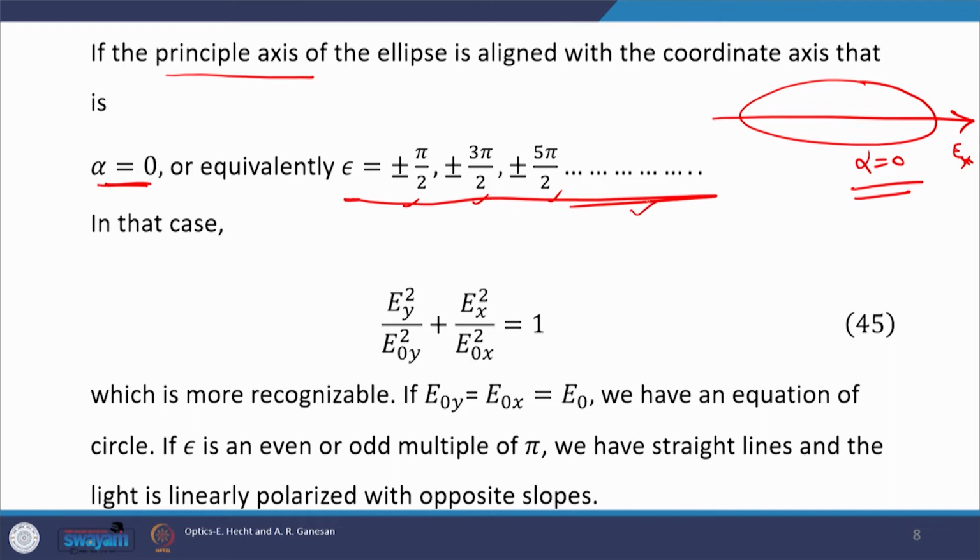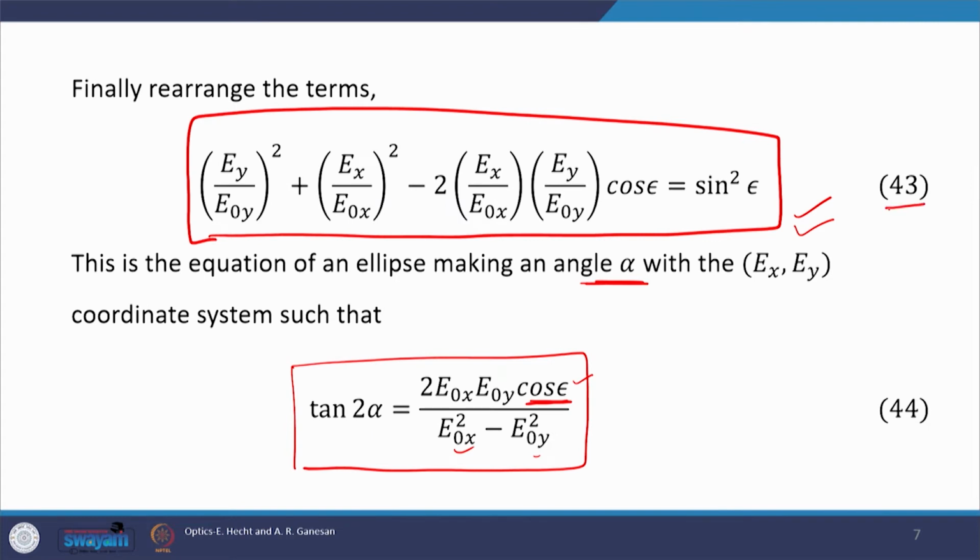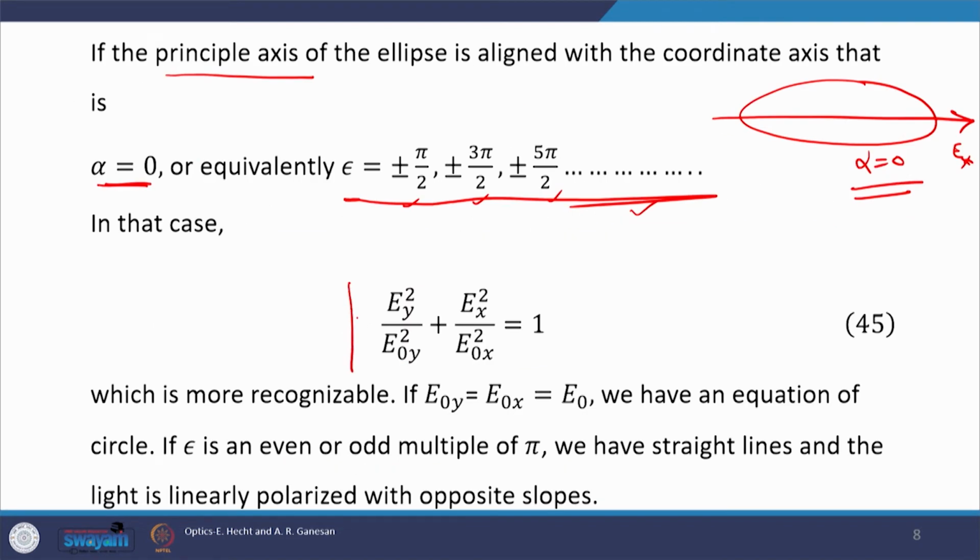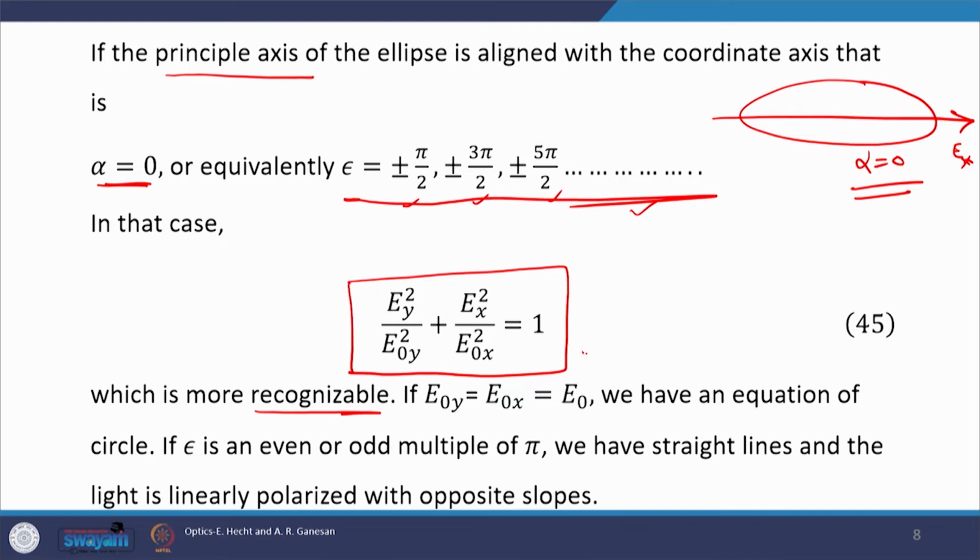Once we assume this, this complicated equation, equation number 43, which is an equation of an ellipse oriented at a certain angle, gets reduced to a very typical equation of an ellipse, which we have already studied in our junior classes. This is now in a recognizable format. Equation number 45 is the usual expression, x square by some constant a square plus y square upon some constant b square is equal to 1, the typical expression of an ellipse. We can easily recognize this expression as an ellipse.